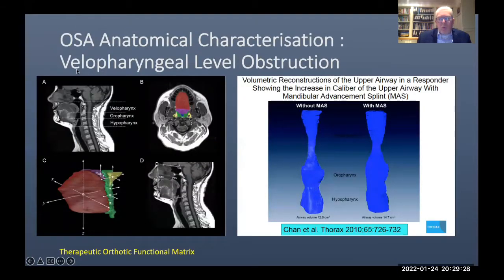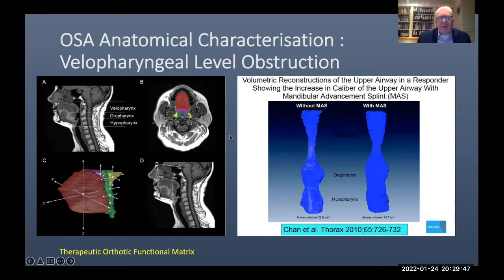So characterizing the area of interest for us as dentists, when we navigate our way into this sleep medicine space, we're really focusing on this velopharyngeal area, and that's the area of interest.